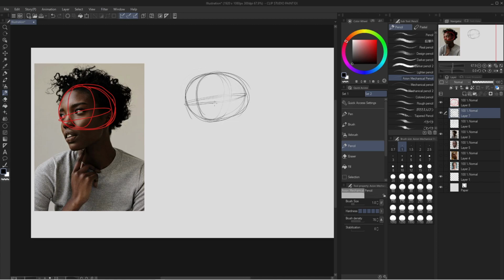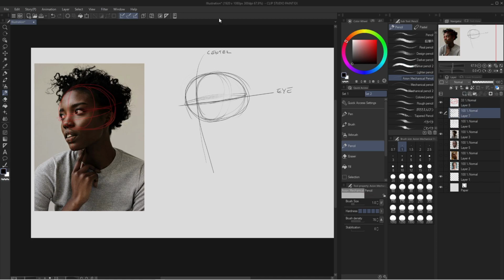So now that I have these two lines here that are representing this shape in a three-dimensional space, this horizontal line represents the eye level of the character or the person that you're drawing. And then this is the center of the face right here. Same thing over here on this side: the center of the face, and then the eye level, right there.